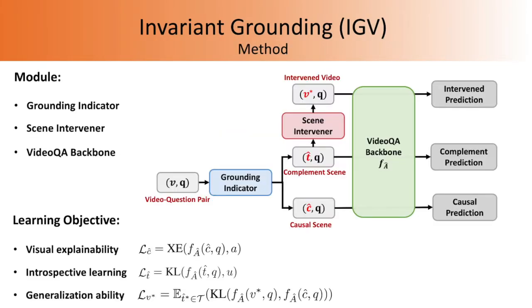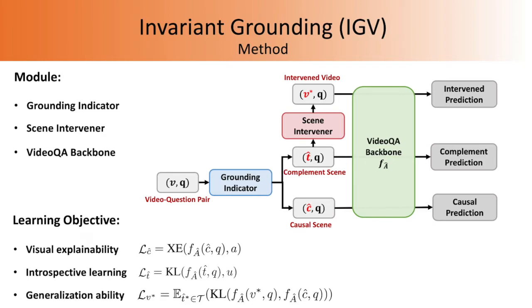Here we introduce the IGV more concretely. It integrates two additional modules in addition to the video QA backbone, a grounding indicator and a scene intervener. Specifically, the grounding indicator learns to identify the causal scene for the given question and leave the rest as a complement. Then, we collect the visual clips from the other training videos to compose the memory bank of the complement stratification. For the causal part of interest, the scene intervener conducts the causal intervention on its complement, that is, replaces it with the stratification sampled from the memory bank and composes the intervened videos.